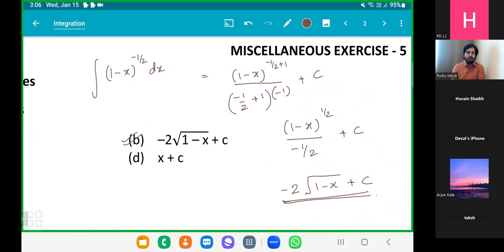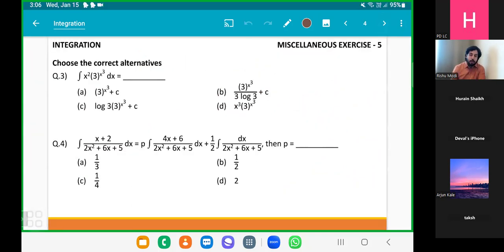Right? Are we clear with this? Can we move on to the next one? Okay. So we go on to question number 3. X square into 3 raised to x cube. We have to find this integration, right?